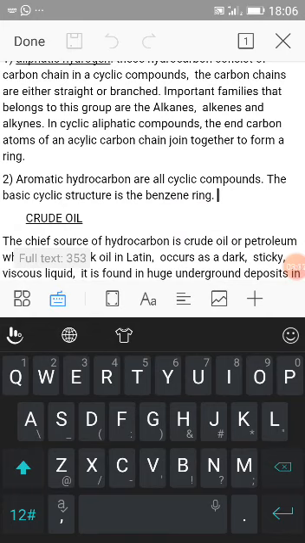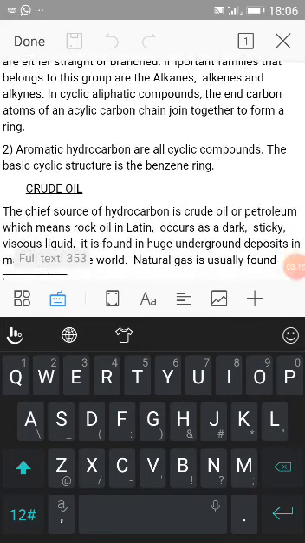In cyclic aliphatic compounds, the end carbon atoms of an acyclic carbon chain join together to form a ring. They join together to form a ring. An example of such a compound is the cycloalkane, like cyclohexane, cyclopentane. We have different cyclic compounds. If not for the fact that I was using this, I would have drawn a structure for you to see it.